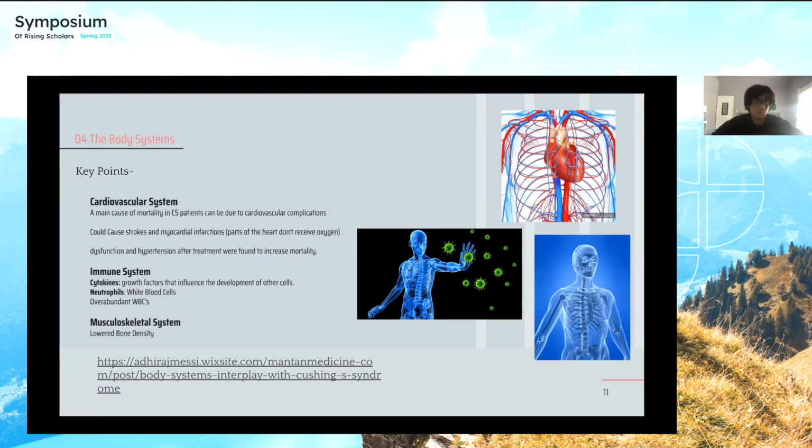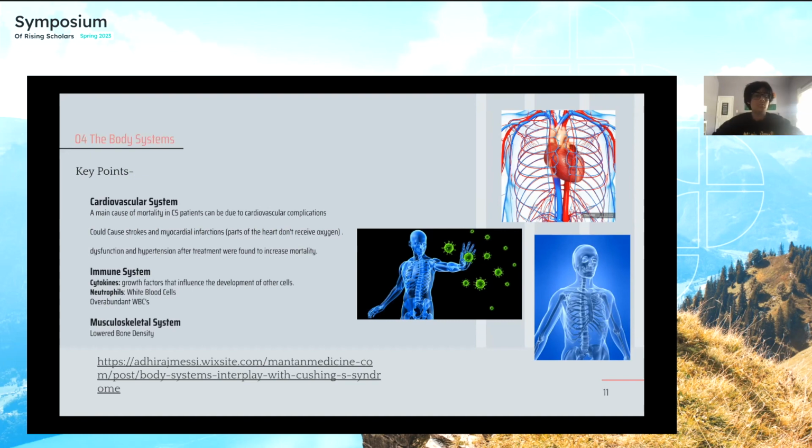And then the immune system is, of course, very important when considering Cushing syndrome, because cytokines and neutrophils are two main components of the immune system. Cytokines are basically growth factors that influence the development of other cells, meaning that their growth is what causes other cells to be what they are. So if a cytokine becomes pro-inflammatory, the other cells will also become pro-inflammatory, which is what happens during Cushing syndrome. And during Cushing syndrome, white blood cells are also increased, which are also known as neutrophils.